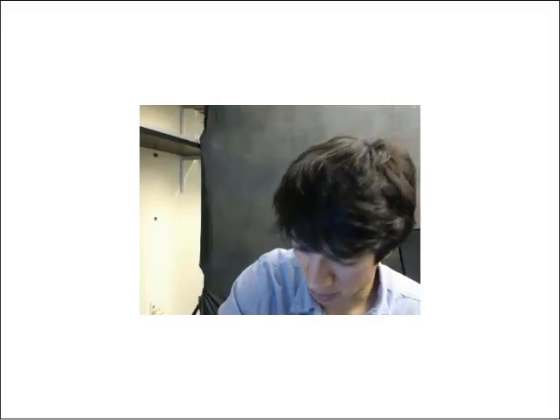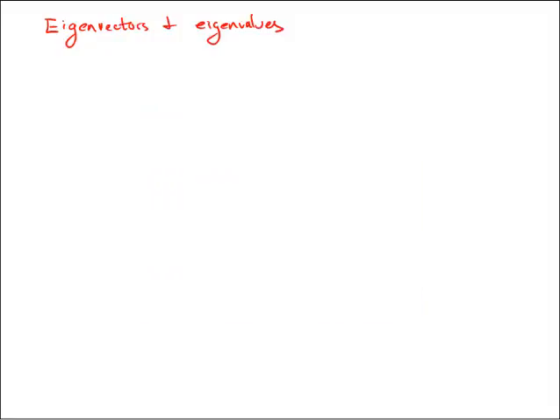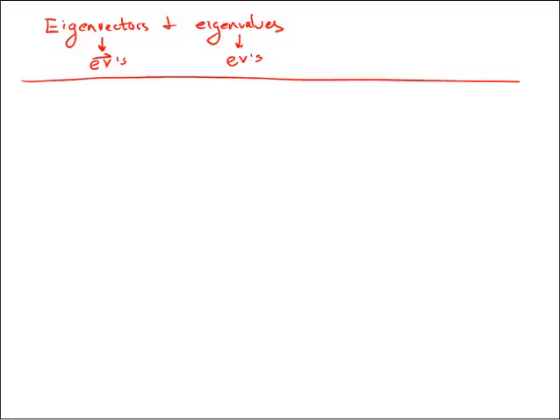Hey guys, now we are going to talk about those mysterious beasts named eigenvectors and eigenvalues. Just to make things easy so we don't have to write things out too much, we're going to abbreviate eigenvectors with EV with a little vector sign, and eigenvalues as just EV. So eigenvectors, eigenvalues. Okay, what are these things? What are these mysterious beasts?